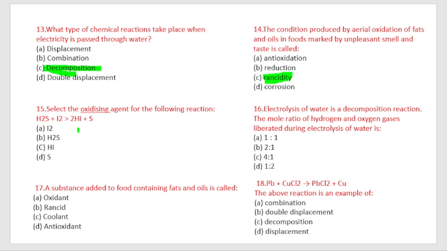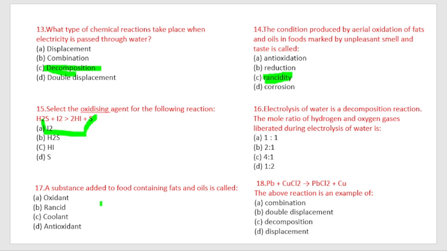Okay, H2S plus I2 gives 2HI plus S. So let us see what has happened to this H2S. H2S is converted into S, is it? Every time, I am saying every time, we have to check the reactants only. Don't check products. Sometimes children write the answer from the product side. Our answer will not come from the product side, the answer will be there in the reactant side only. We have to check what has happened to the reactant.